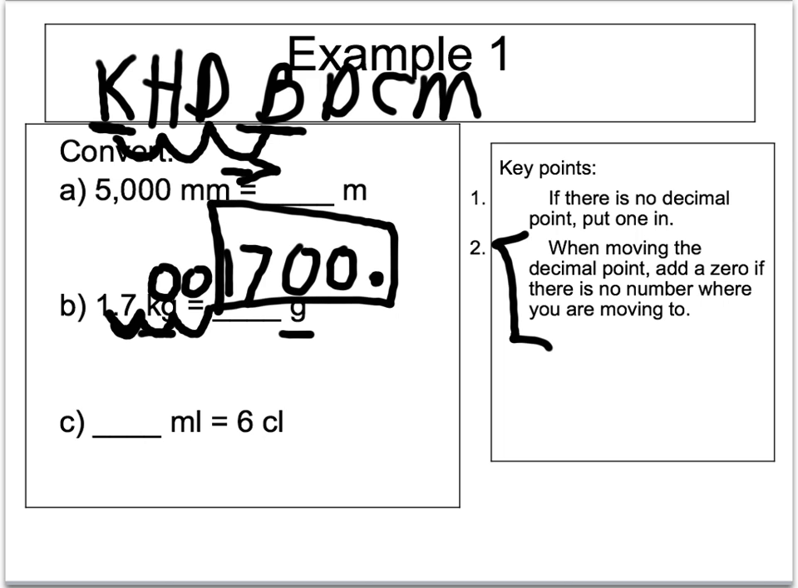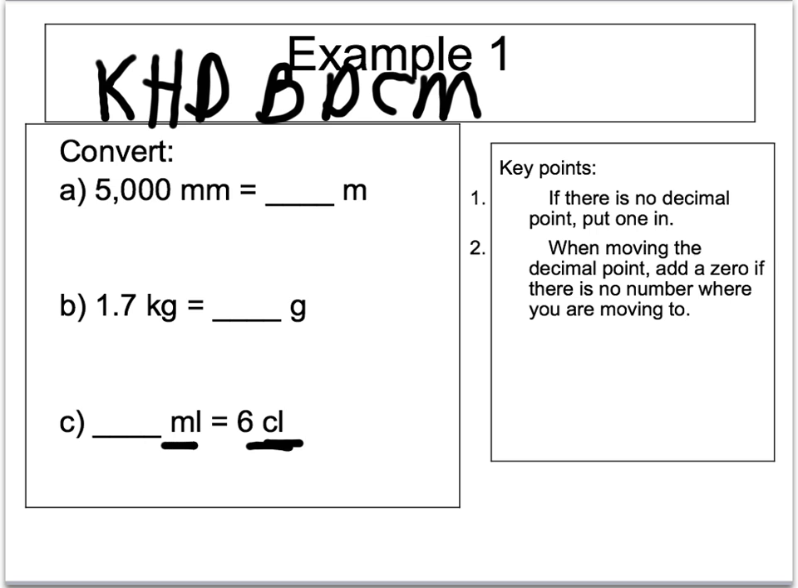Now for some reason this next one throws people off, but all I'm doing is writing the problem backwards. So this one says go from centiliters to milliliters. Here's centi, C. Here's milli. I move 1 to the right.